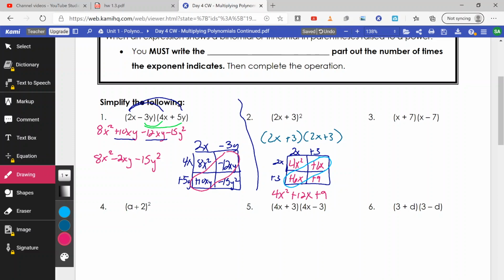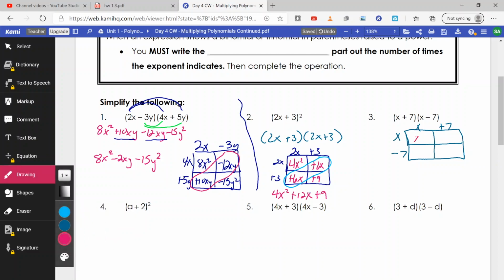Number 3 is that conjugate situation. So again, x plus 7 times x minus 7. We have the same thing in the same order with opposite signs. If I were to split it up into a box, one side will be x plus 7, the other will be x minus 7, and we'll split it up.